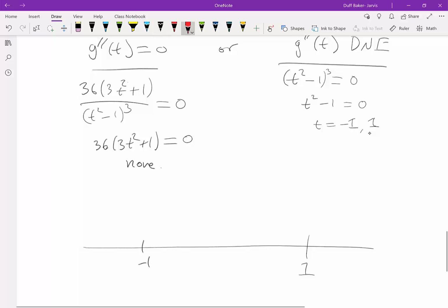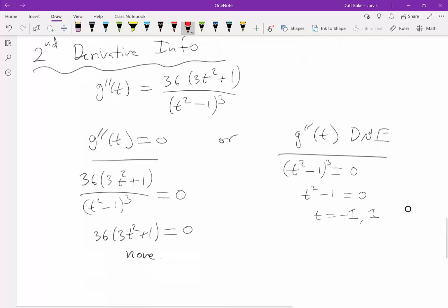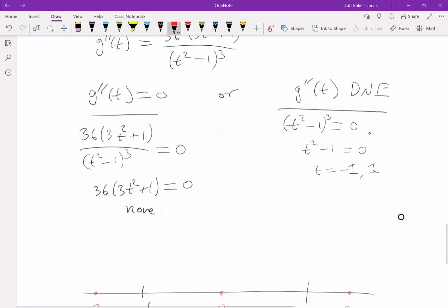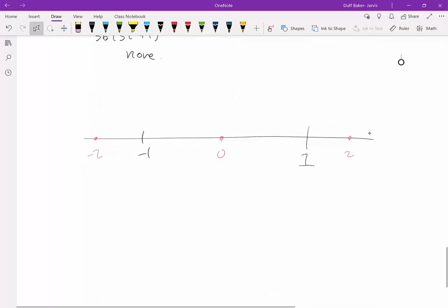Okay, and if we test each region here, maybe 2, 0, and -2. So this is a little bit more involved. Well, maybe not too much. But what you can observe here is that the numerator is always positive. So you just have to worry about what happens to the denominator, which is t squared minus 1 cubed. At 2, it would be a positive number over 4 minus 1 cubed, and so that'll be a positive number. So overall, this one's positive.